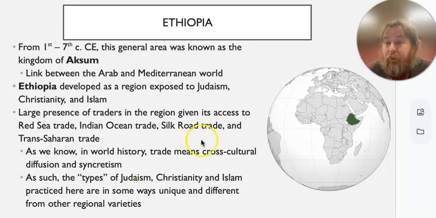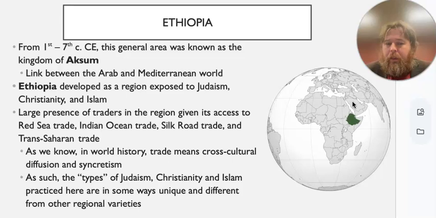And eventually, Christianity will continue to spread throughout this time period, and especially when we get into the 19th century and the spread of Christianity because of European imperialism, you'll see the greater spread of Christianity there.